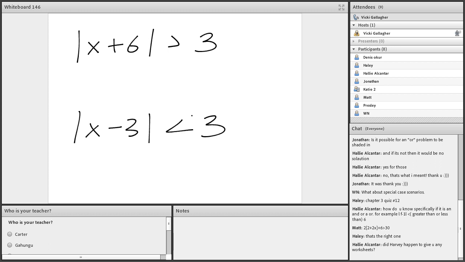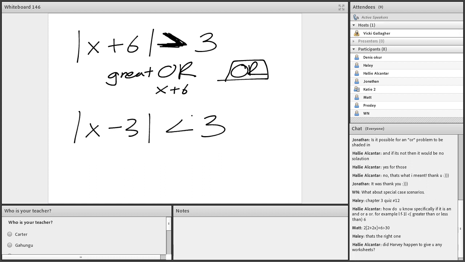So what I do is I say in my head, because you're not allowed to talk out loud during a test, I say, this is a greater symbol. Greater symbol. So we are going to write the word or for that problem. So if the original inequality, before you split it, before you do anything, is a greater symbol, when you split it up, you're going to write the word or.